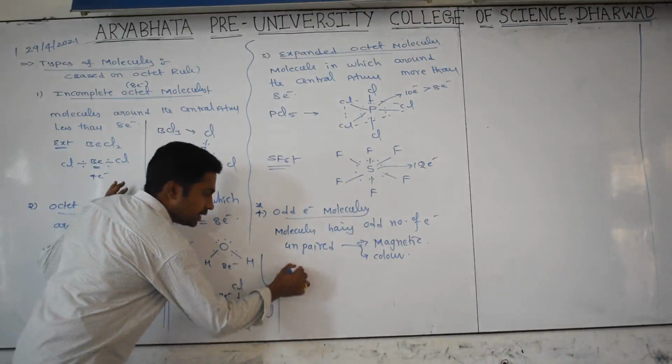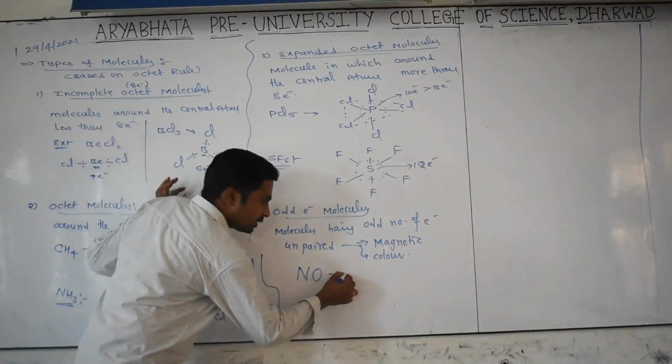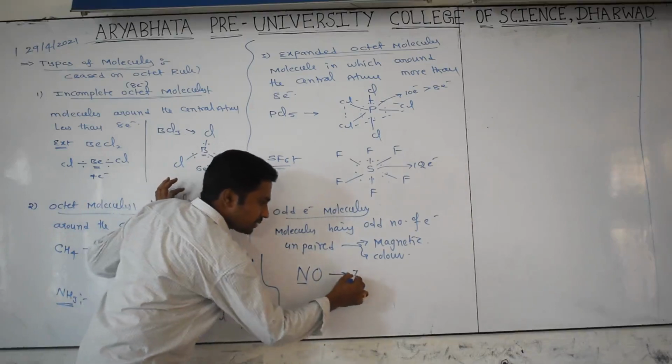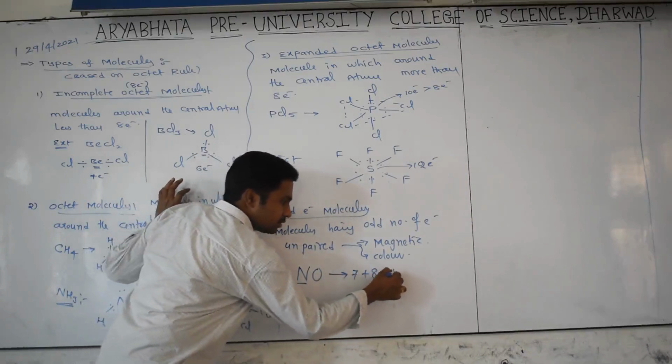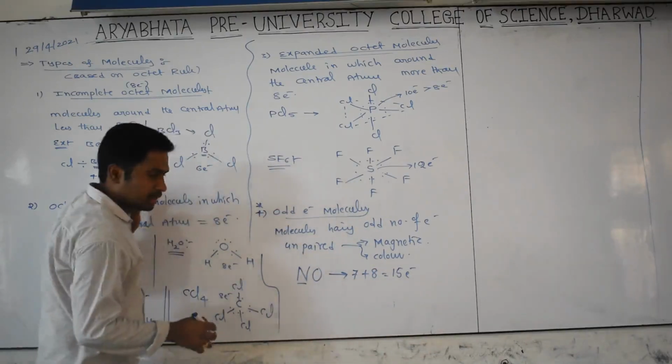If you see, there is a yellow molecule, nitric oxide. What is the number of electrons? Nitrogen 7 electrons plus oxygen 8 electrons, together 15 electrons. Is it even or odd? Odd. That's why we call it an odd electron molecule.